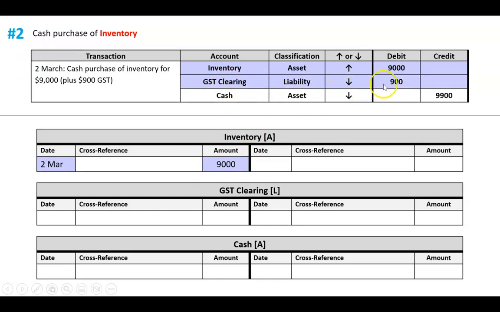Then I've got GST clearing. I'm going to do a debit for 900 on the 2nd of March. 2nd of March, debit 900. And lastly, I'm going to do cash. Credit on the 2nd of March, 9,900. Put my references in.